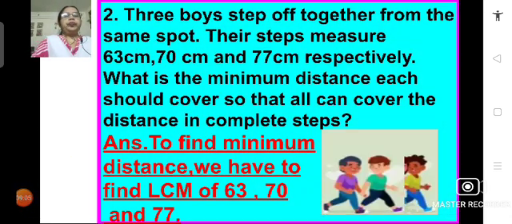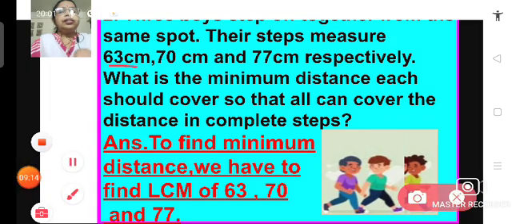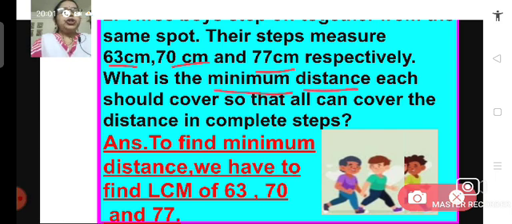Problem number 2. 3 boys step off together from the same spot. Their steps measure 63 centimeter, 70 centimeter and 77 centimeter respectively. What is the minimum distance each should cover so that all can cover this distance in complete steps? So what we have to do? To find the minimum distance, we have to find the LCM of 63, 70 and 77.